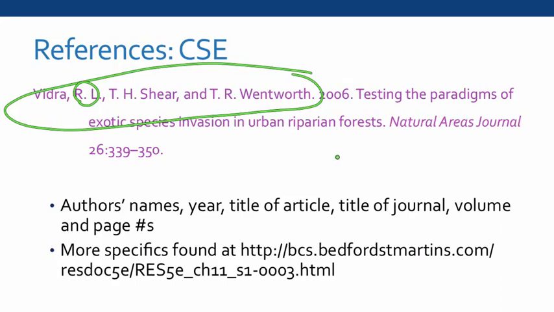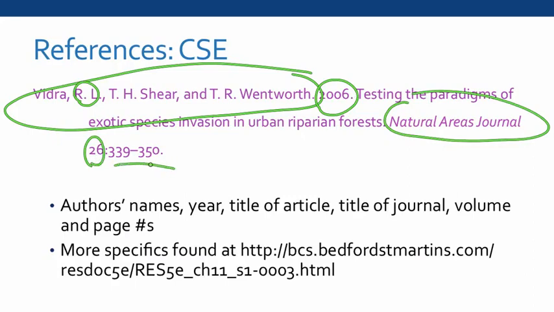After you've figured out how to list your authors, then you include the year, the title of the paper, the journal in which it was published, the volume, and then the page numbers. Interestingly, there are several different ways to do this in the CSE format. And again, this is very journal specific.